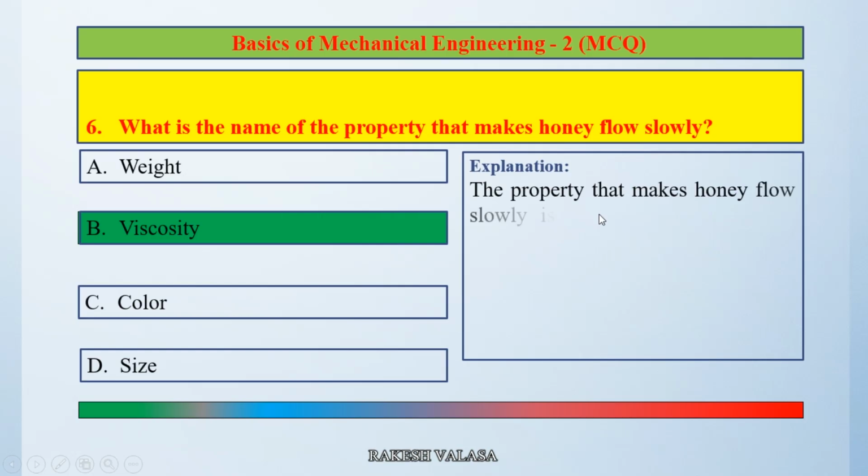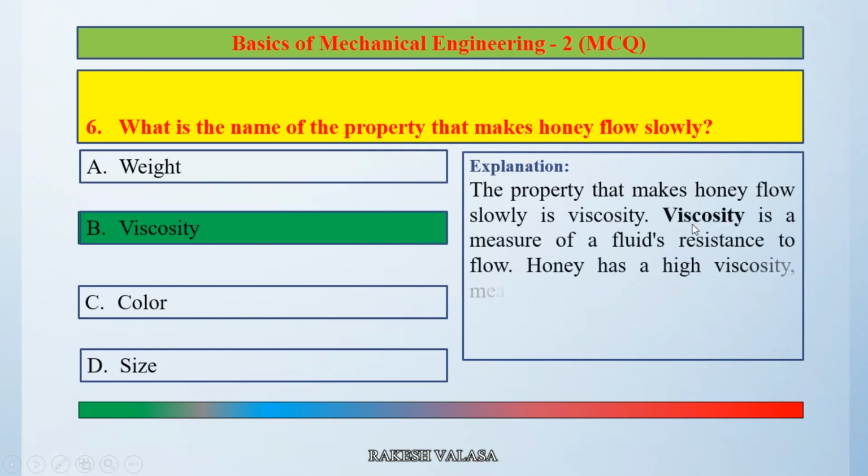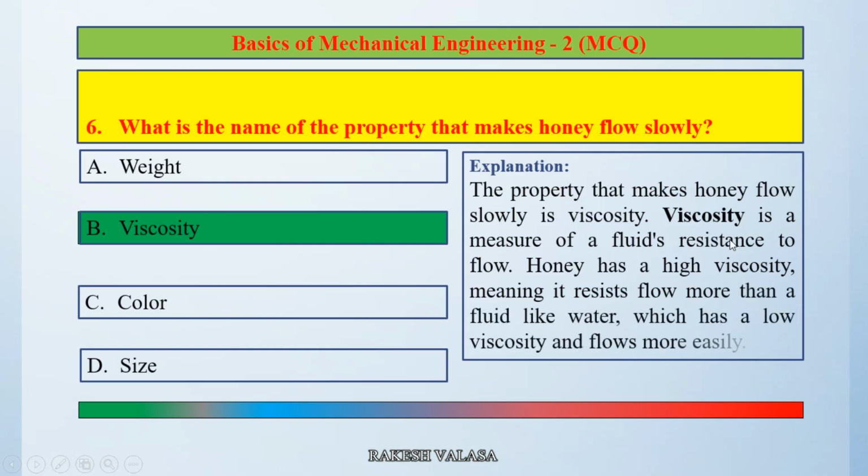The property that makes honey flow slowly is viscosity. Viscosity is a measure of a fluid's resistance to flow. Honey has a high viscosity, meaning it resists flow more than a fluid like water, which has a low viscosity and flows more easily. So the correct answer is option B, viscosity.